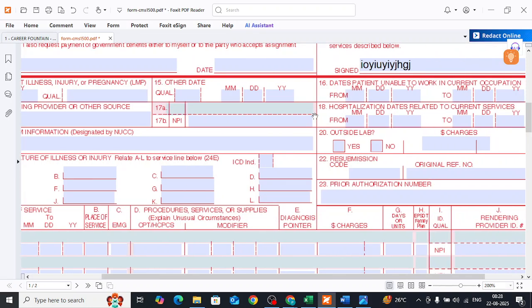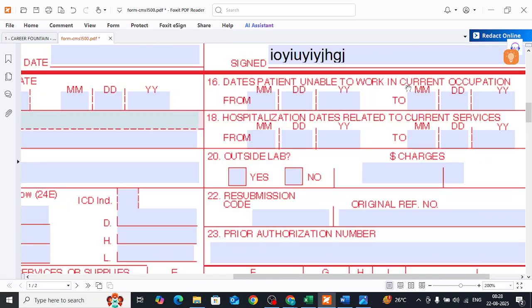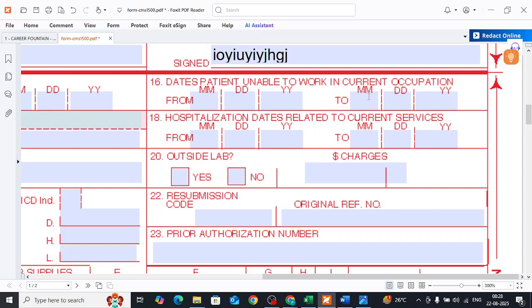Let's see, box number 16. It's the dates patient is unable to work in current occupation due to illness or injury. So from which date he was not able to work, that date will go here.